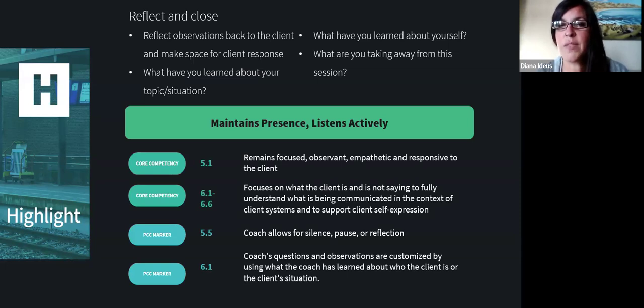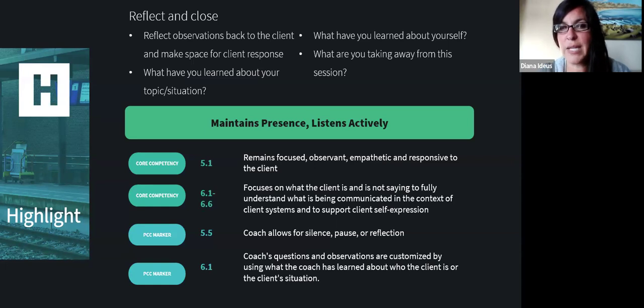Focus on what the client is and is not saying to fully understand what's being communicated in the context. So this is a bunch of core competencies together, but at the same time, this is deep listening and observation. This is something that distinguishes coaches from other modalities because of the way that we're really carefully listening to what's happening with the client.